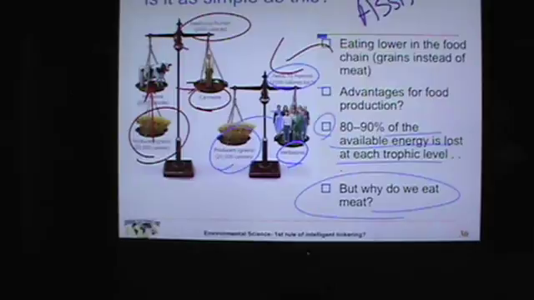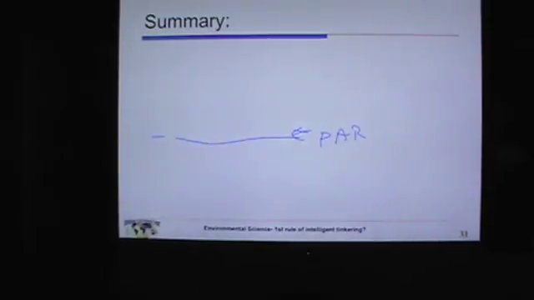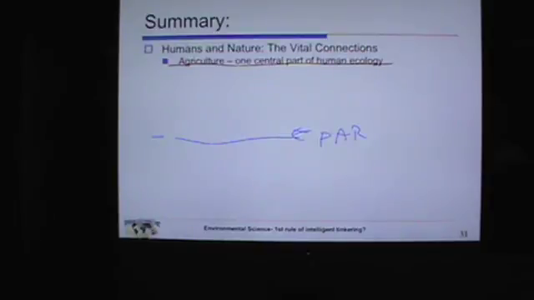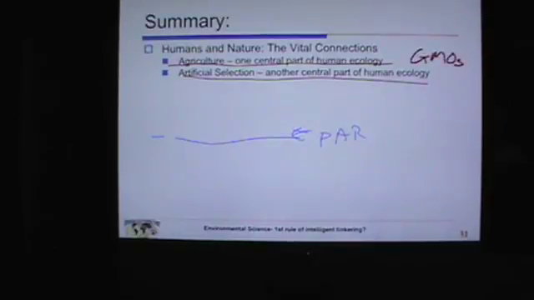All right, summary. First of all, pop quiz right now. What's PAR? Surely you remember. Well, you have time to get out your notes and look back at it. No points for this pop quiz. I'm about to give the answer. Humans and nature, vital connections. We talked through that. Agriculture is one central part of human ecology. Artificial selection, another central part of human ecology.